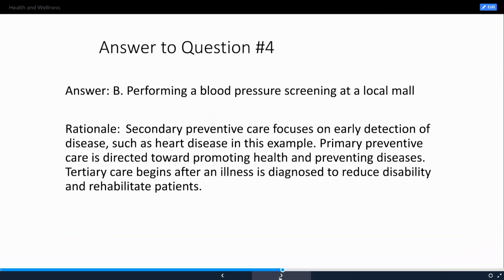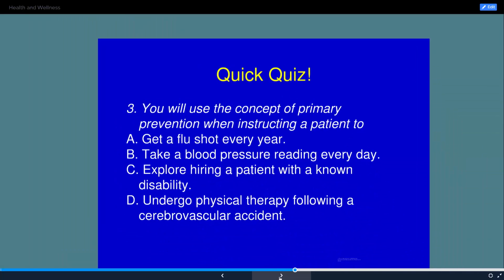It actually is B, performing a blood pressure screening at a local mall. Remember, guys, secondary prevention focuses on early detection of disease, such as heart disease in this example. Primary preventative care is directed toward promoting health and preventing disease. Tertiary care begins after an illness is diagnosed to reduce disability and rehabilitate patients. Okay. All right, so let's keep going.